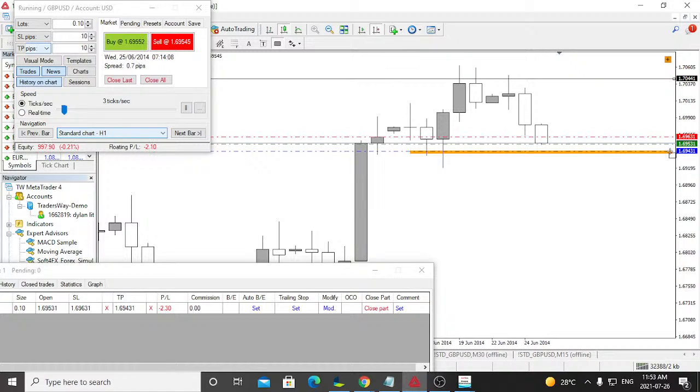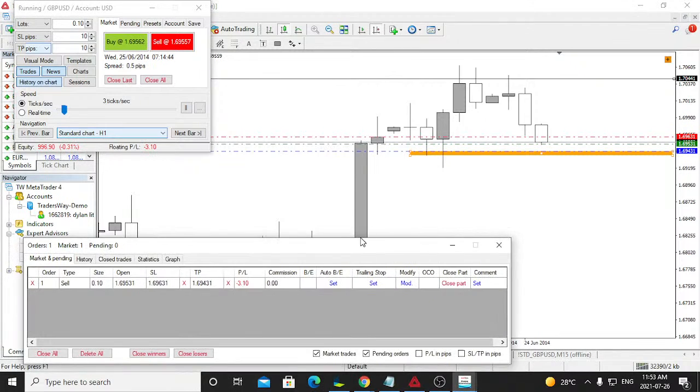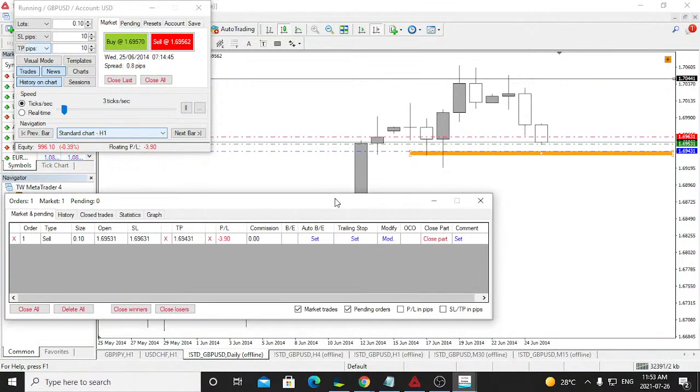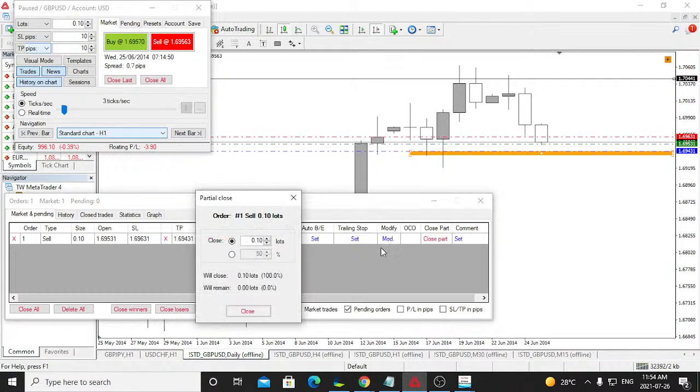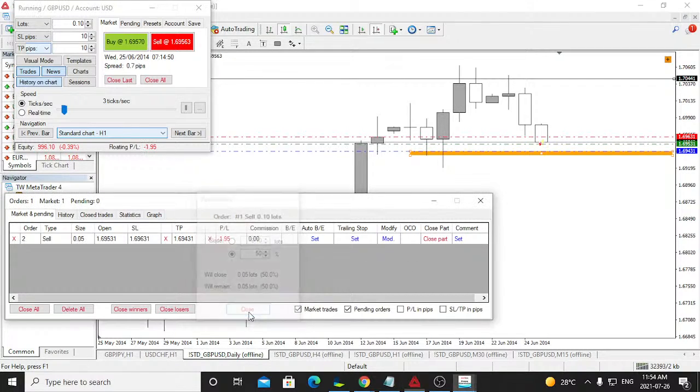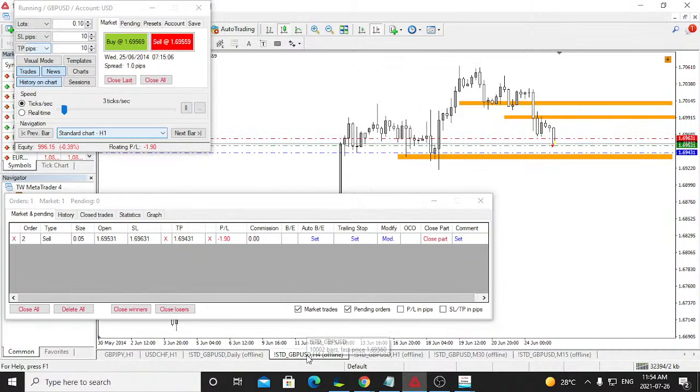Now that's what we're asking ourselves. It is a possibility because we might want to get to these levels of wicks. We'll see. Right now we're in 3-4 pips of loss here, so I think I'm gonna close partial, close 50%, and let the rest run.